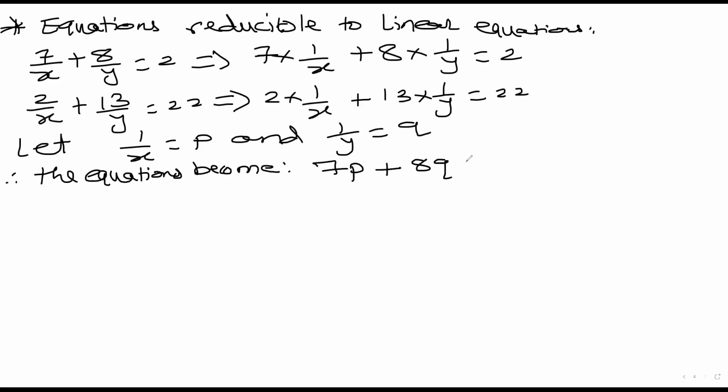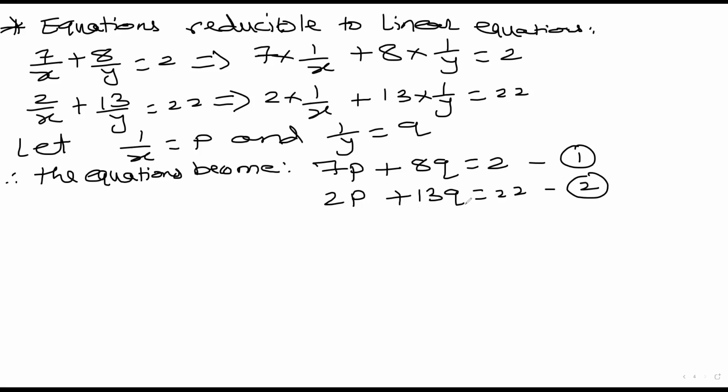7p plus 8q is equal to 2. This is equation 1. Secondly, this becomes 2p plus 13q is equal to 22. This is equation 2. Now, you are free to choose any of the 3 methods learned previously. You can use elimination by substitution, you can use elimination by equating the coefficient, or you can use cross multiplication method also. It's up to you what you want to use. You tell me what you want to use to find the values of p and q. Which method would you like to use?